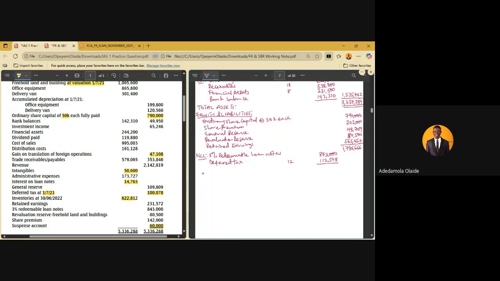So this will give us how much? Current liability. Trade payables 353,846. Total non-current liability, 955,598. Yes, 955,598. Okay.